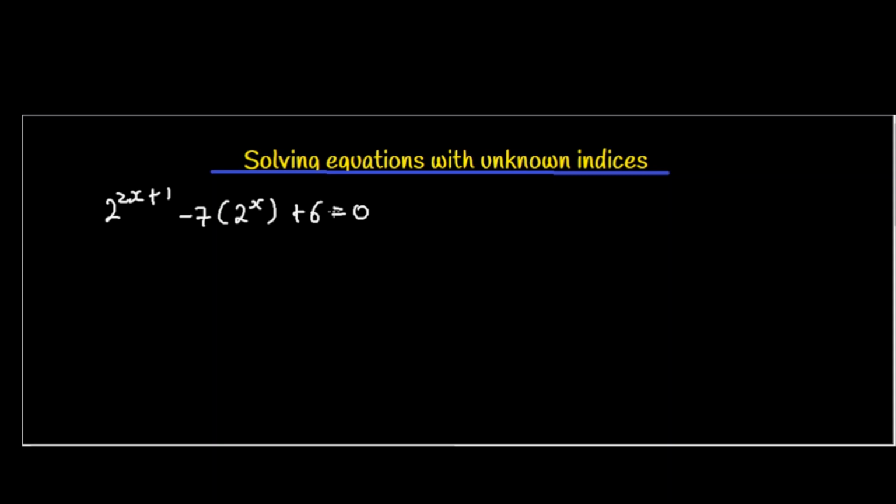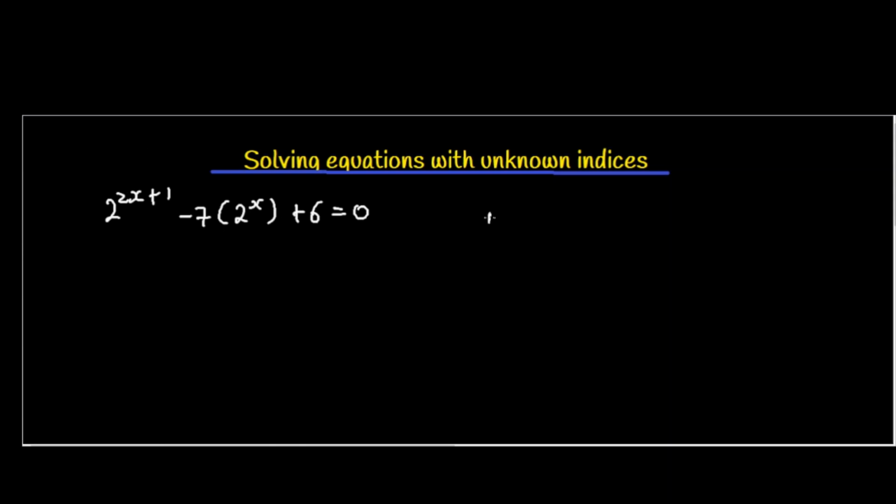Alright, so assuming we have such an equation, this equation has indices which are unknown. You can see here we have 2x plus 1, and then here we have x as an index of 2. So how can we solve such equations? Let's begin by doing this. In these scenarios, you are going to be using the rules of indices that we have looked at. We can begin by working on this.